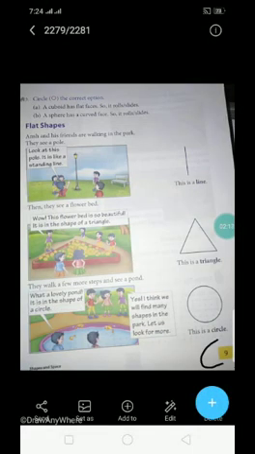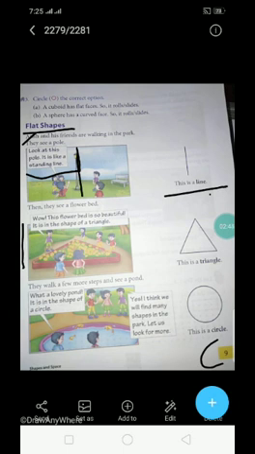Let's go on to the next topic. Page number 9. Topic: flat shapes. So let's read. Ansh and his friends are walking in the park. They see a pole. Look at this pole. It is like a standing line. So this pole is like a standing line and this is a line.